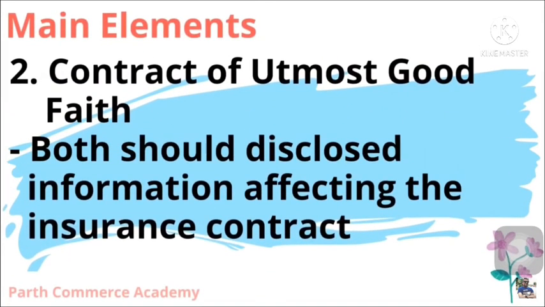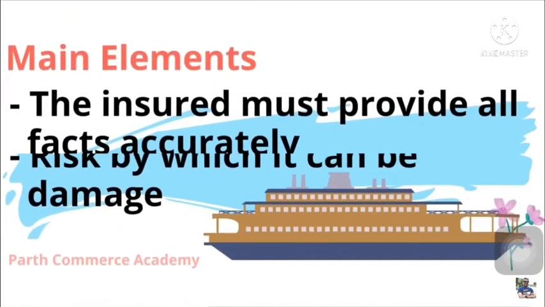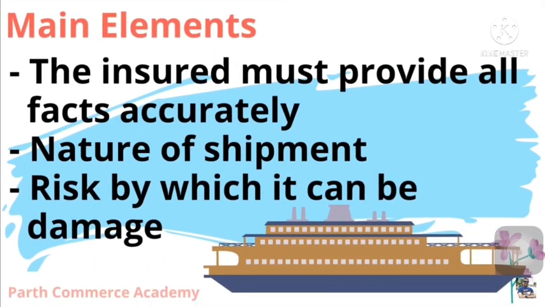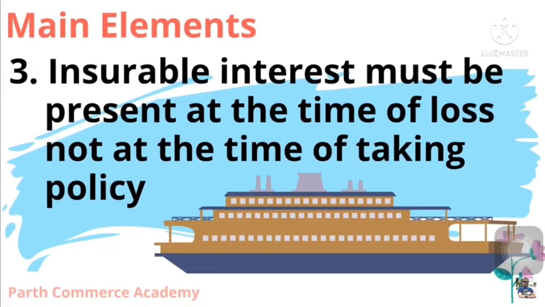Second, contract of marine insurance is also a contract of utmost good faith. Both the insured and insurer disclose what is in their knowledge and can affect the insurance contract. The insured must provide all facts accurately, which includes nature of shipment, risk by which it can be damaged, etc. Next is insurable interest must exist at the time of loss only. It is not necessary at the time of taking the policy.